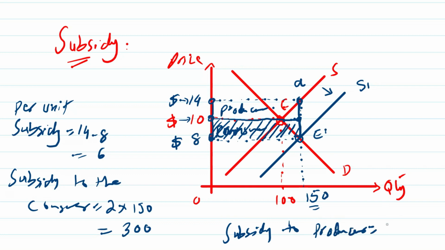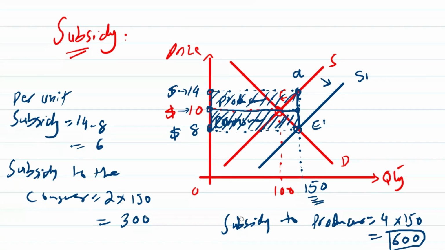Subsidy to the producer is again this much, the area that I'm sharing right now. And how much does it come to? Height into base: height is from 10 to 14, that is 4, and base is 150, right? This is the base. So if we multiply them, 4 times 150 is 600. So this is the amount of subsidy that is received by the producers.